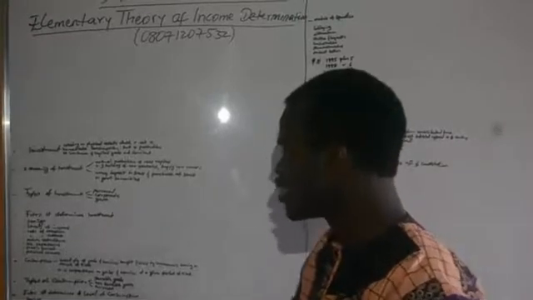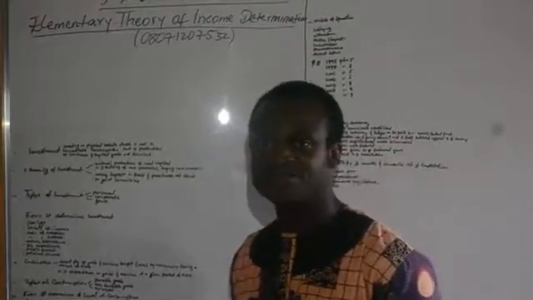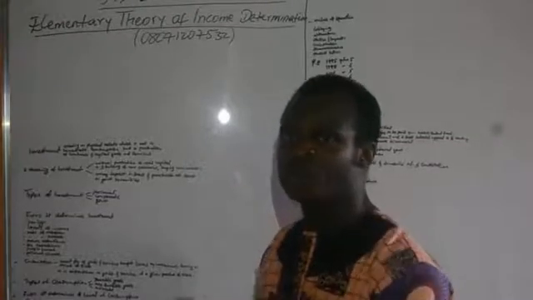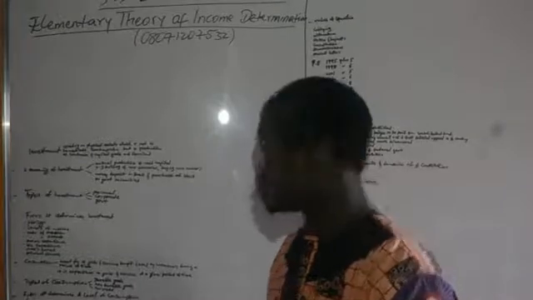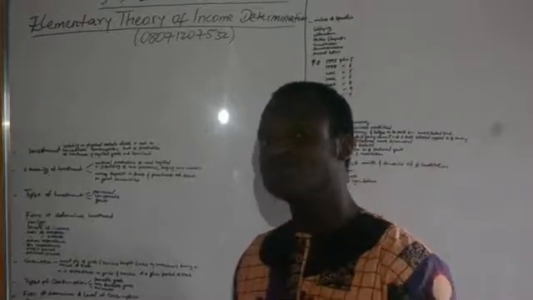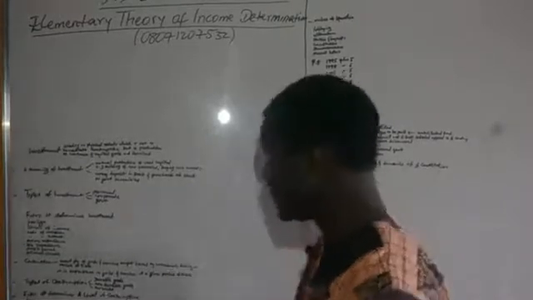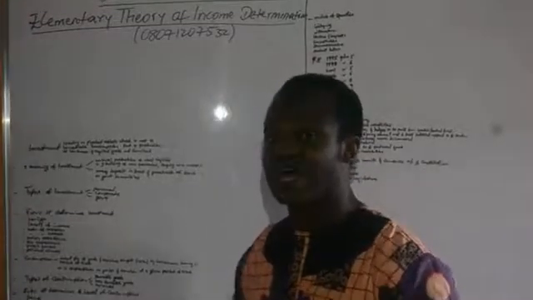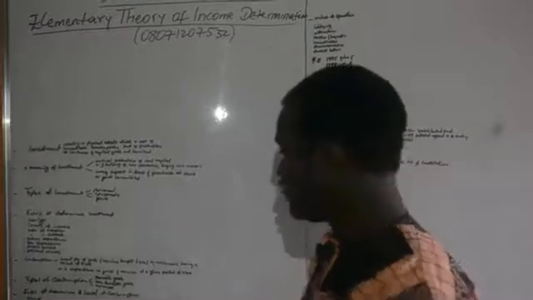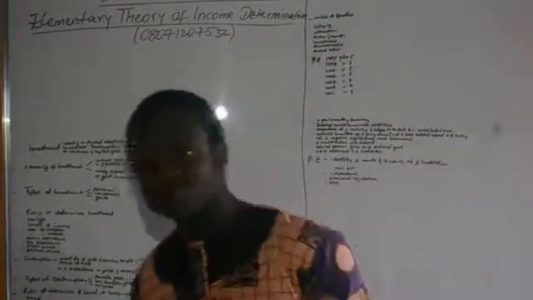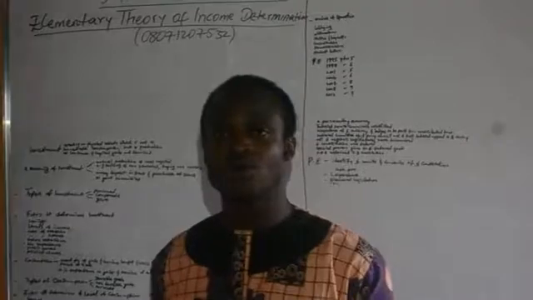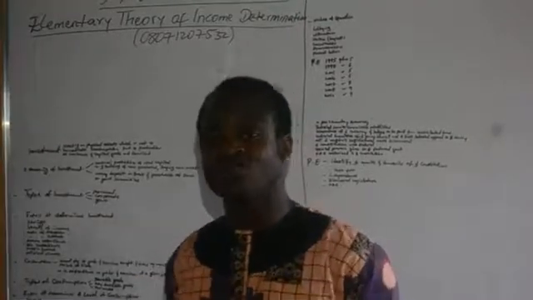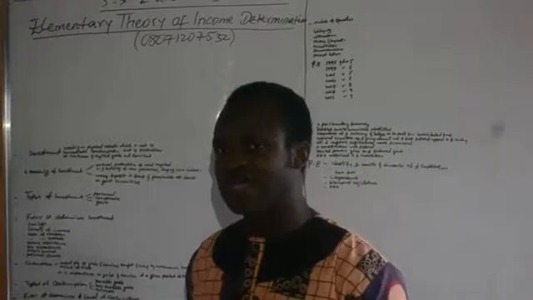Now, consumption can be of different types. Three major types: consumption of durable goods, consumption of non-durable goods, and consumption of services. Now, factors that determine the level of consumption, whether people consume more or consume less, use more of what they have or use less of what they have. There are factors that determine so.